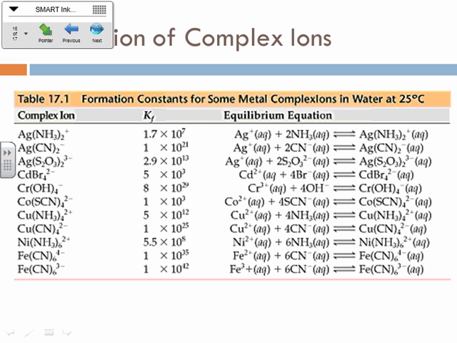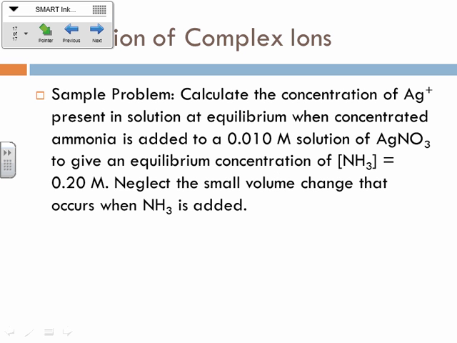Alright, calculate the concentration of Ag+ present in a solution at equilibrium when concentrated ammonia is added to 0.010 molar solution of AgNO3 to give an equilibrium concentration of NH3 equals 0.2. Neglect the small volume change that occurs when NH3 is added. Alright, so here's the basic idea of this. We've got AgNO3 in solution, right?